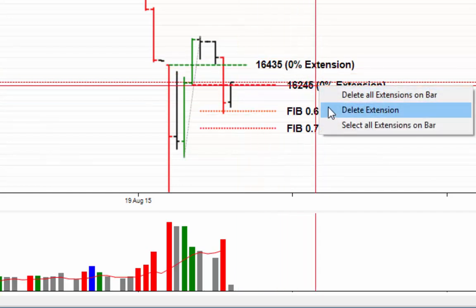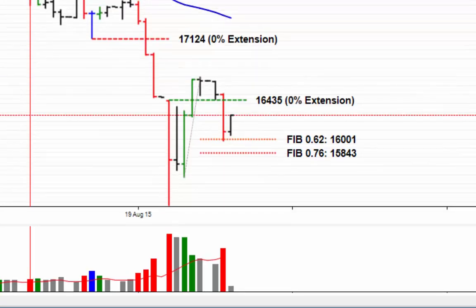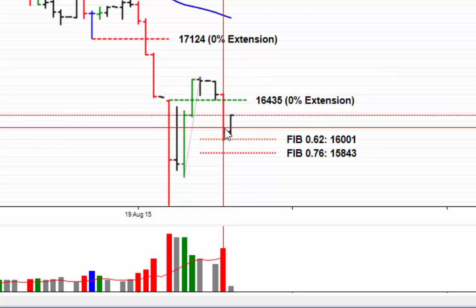So let's just get rid of this 245, and I'm just going to mark up a couple of things here. The first one is a retracement on this professional selling bar.